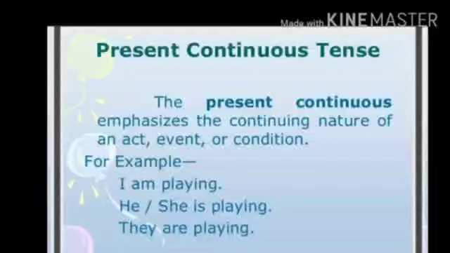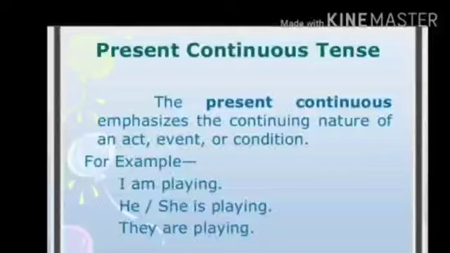What is the present continuous tense? The present continuous tense is that which emphasizes the continuing nature of an act, event or condition. Got it? The act, event or condition. For example, I am playing, she is playing, they are playing. So I took the verb play. Is it clear to you, children? Once again I repeat in another way.